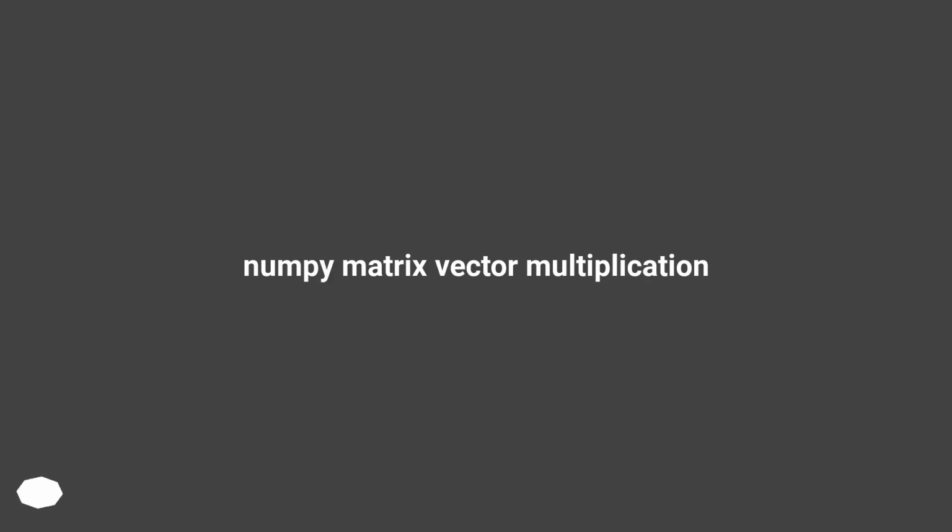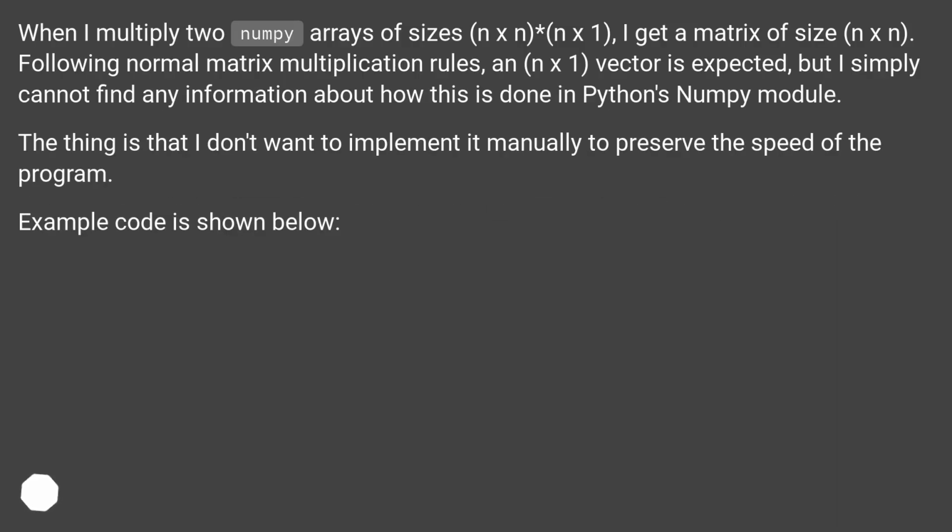Numpy matrix vector multiplication. When I multiply two numpy arrays of sizes nxn and nx1, I get a matrix of size nxn. Following normal matrix multiplication rules, an nx1 vector is expected, but I simply cannot find any information about how this is done in Python's numpy module. The thing is that I don't want to implement it manually, to preserve the speed of the program. Example code is shown below.